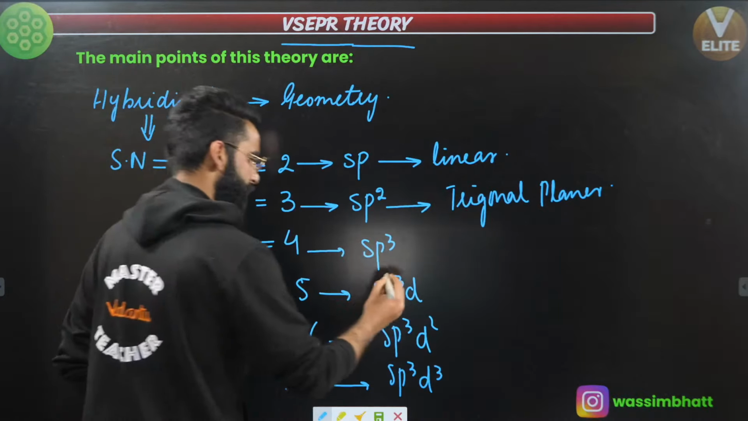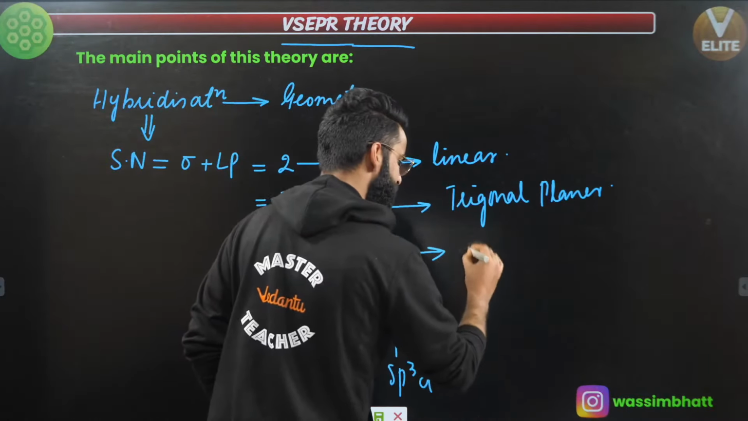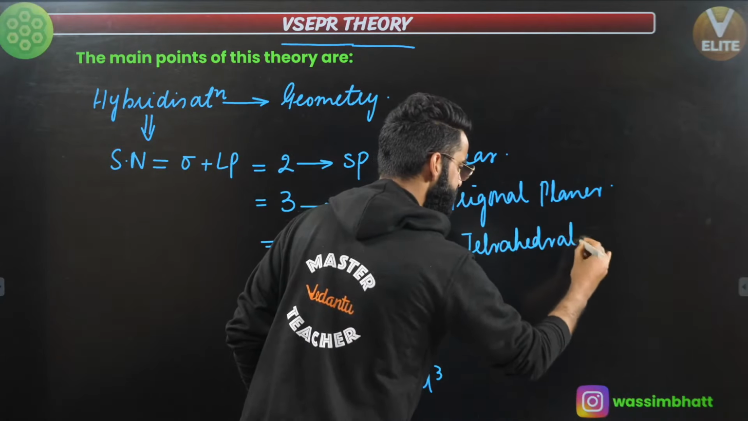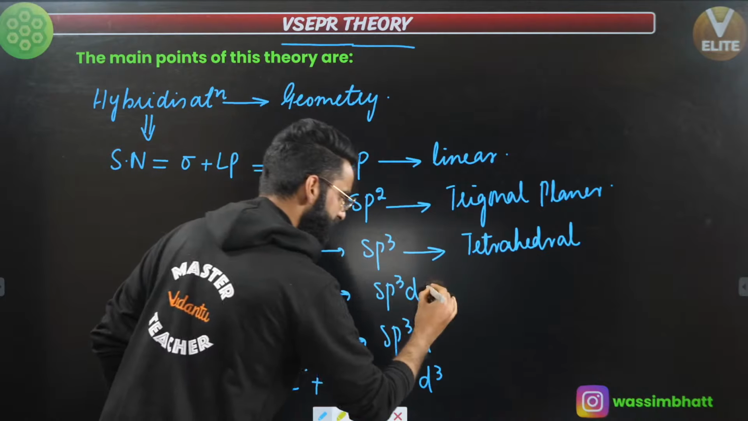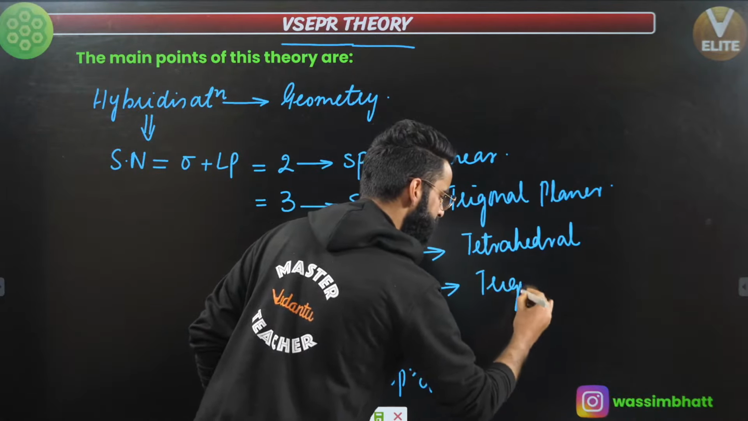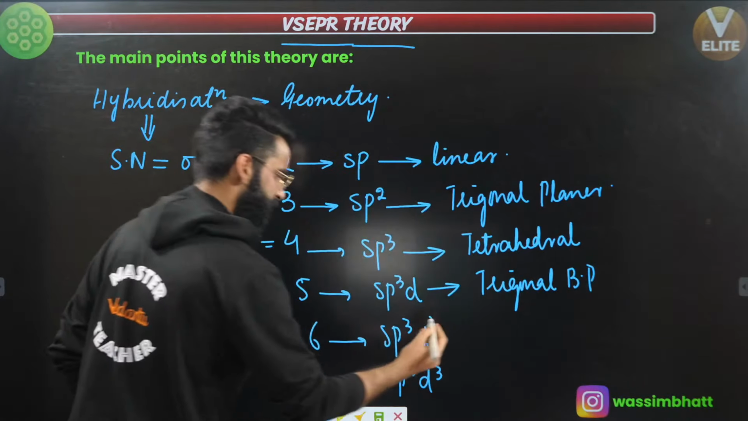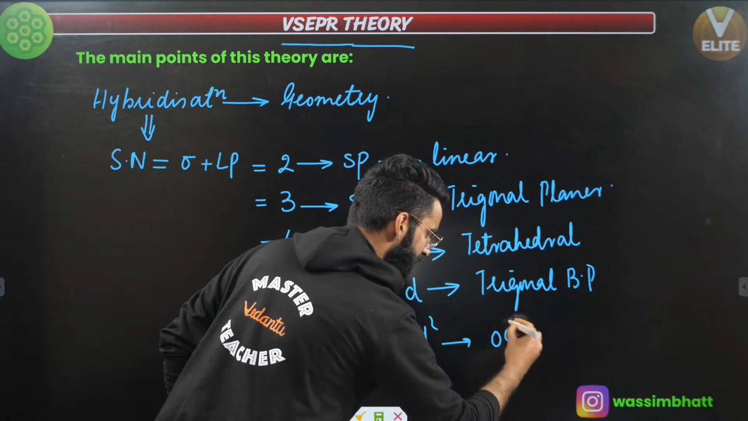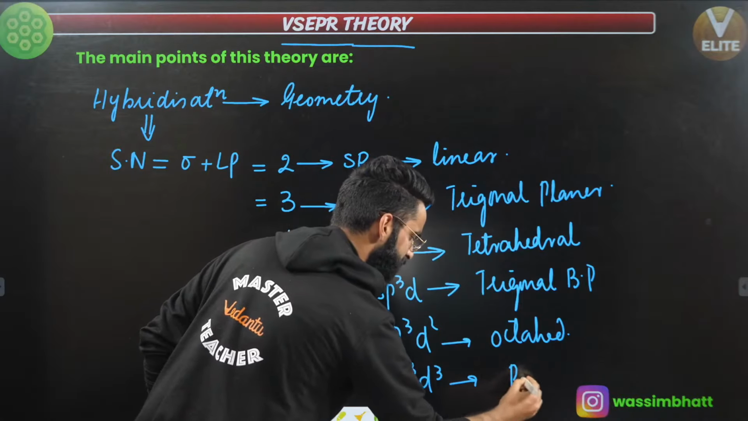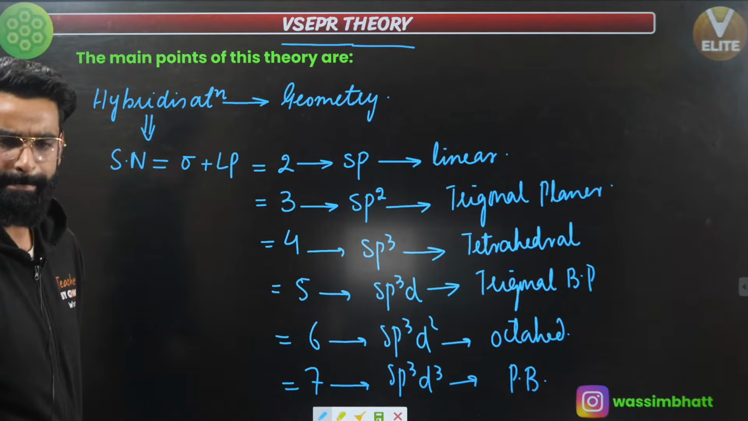And later on, I told you the molecule which has sp3 hybridization, its geometry is expected to be tetrahedral. It is said to have the tetrahedral geometry. Similarly, steric number 5, sp3d, it's said to have trigonal bipyramidal geometry. And sp3d2 means the molecule has the octahedral geometry. Sp3d3 means pentagonal bipyramidal geometry. This is something which I told you in the last session, if you remember.